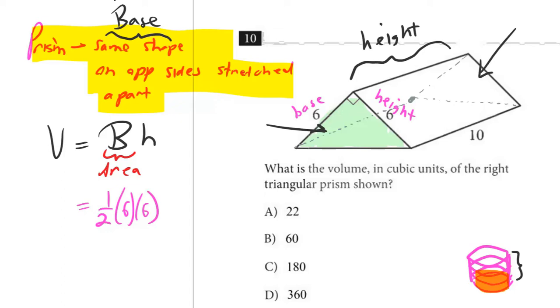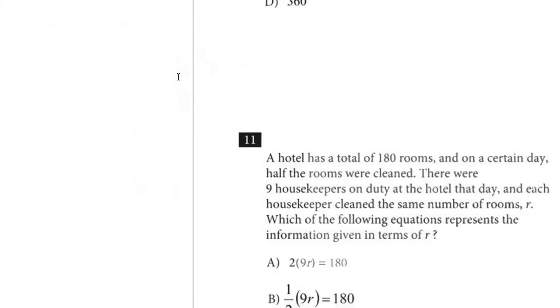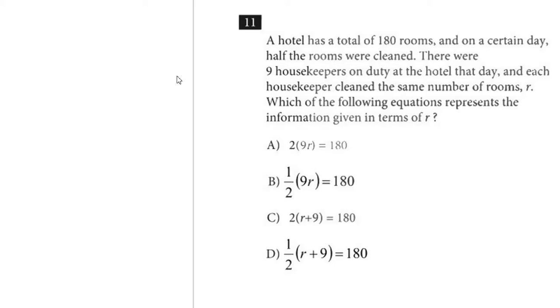And the actual height, in terms of prism talk, which is the distance between the two bases, that actual height is 10. And so we can put all that together to get the volume. 6 times 6 is 36. Half of that is 18. Multiplied by 10 is 180. And the answer for number 10 is C. Now we're going to 11.